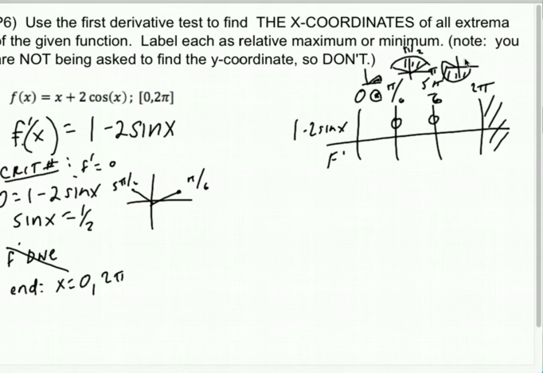So let's do the easy ones first. If I were to plug in pi here, because that's what's right here, I would get 1 minus 0, so that's just a 1, which is positive, right? If I would plug in pi over 2, I would get 1 minus 2, which is a negative. And so I can make the pretty educated guess that this first window is positive.